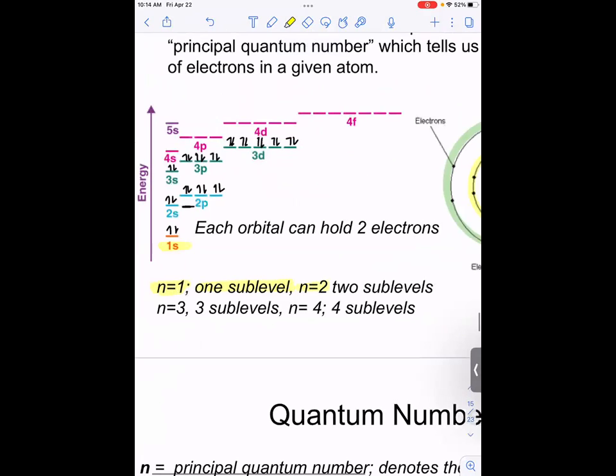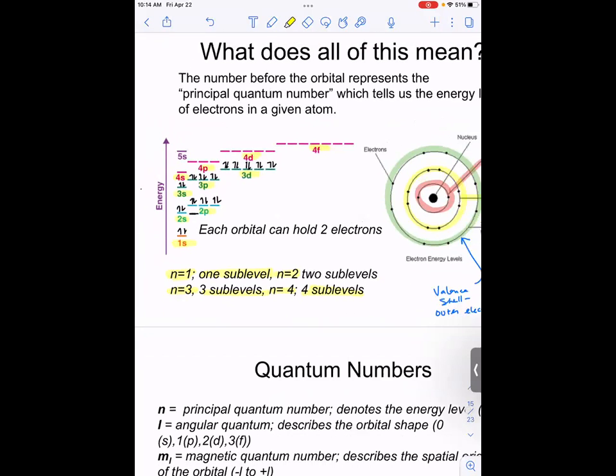If n is 2, then you've got 2 sublevels, s and p. If n is 3, you've got 3 sublevels, 3s, 3p, 3d. If n is 4, you have 4 sublevels, 4s, 4p, 4d, and 4f, like that. And remember how we thought about this the other day, right?